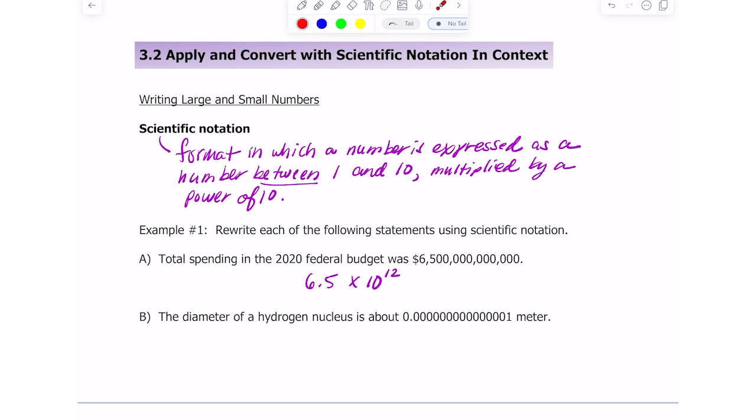Here you have the diameter of a hydrogen nucleus, and it's basically 0 meters. If I wanted to express that in scientific notation, I need to, again, find the decimal, but this time I'm moving to the right, and I would have to move 3, 6, 9, 12, 15 places in order to be between 1 and 10. So another way of writing this is 1 times 10 to the negative 15th power, since I'm moving to the right.